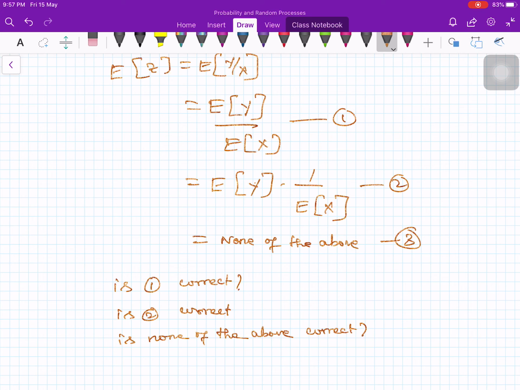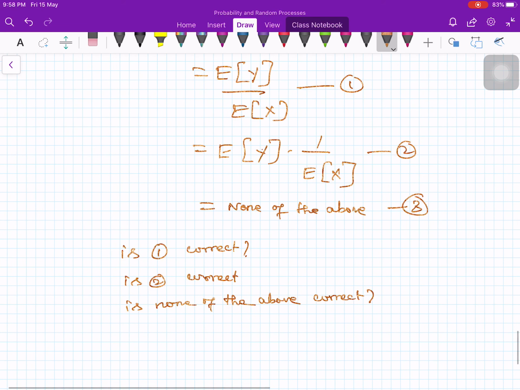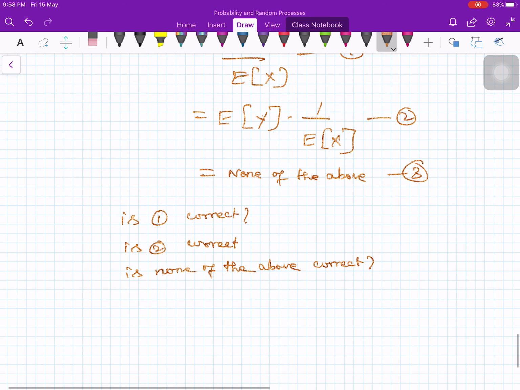Okay, by looking at these three results, equation 1 is not correct just because there is no reason it should be correct. Why? In general, you cannot reason on the average. The expected value of a function is not the same as the function of the expected value. Okay, the expected value of the function g of x is not the same as the function of the expected value.